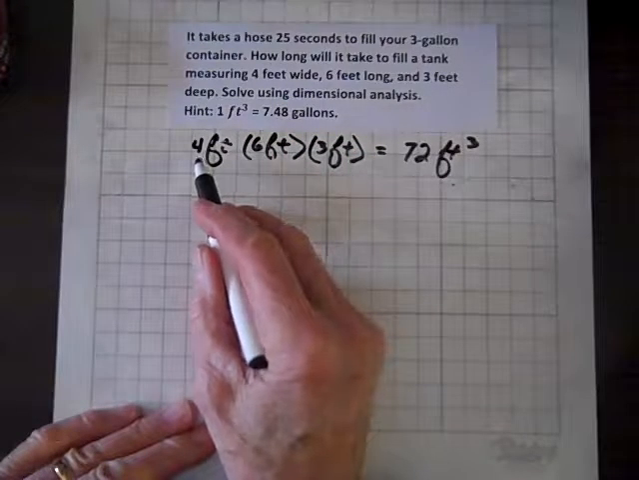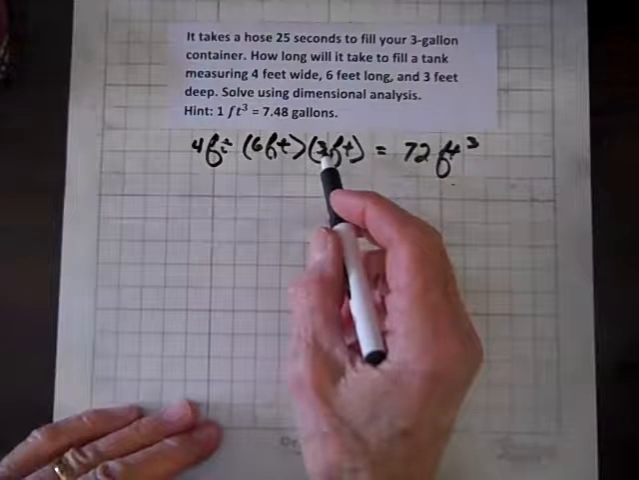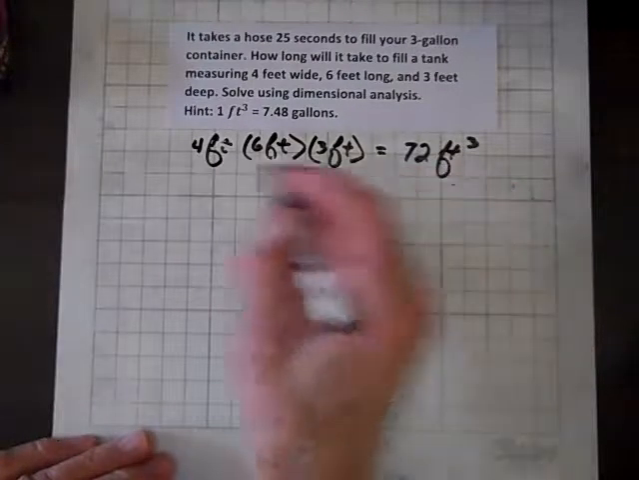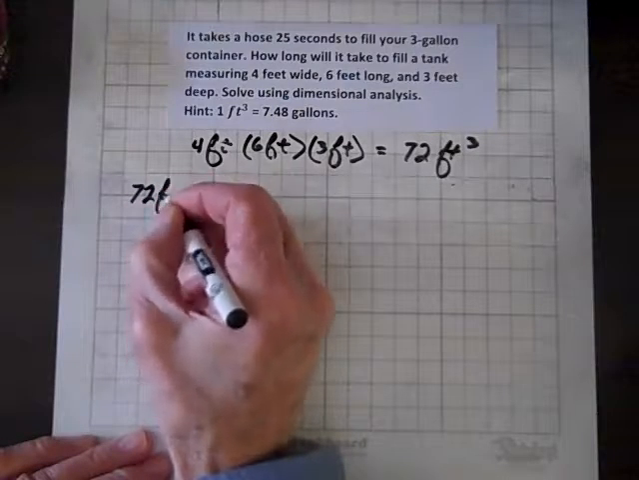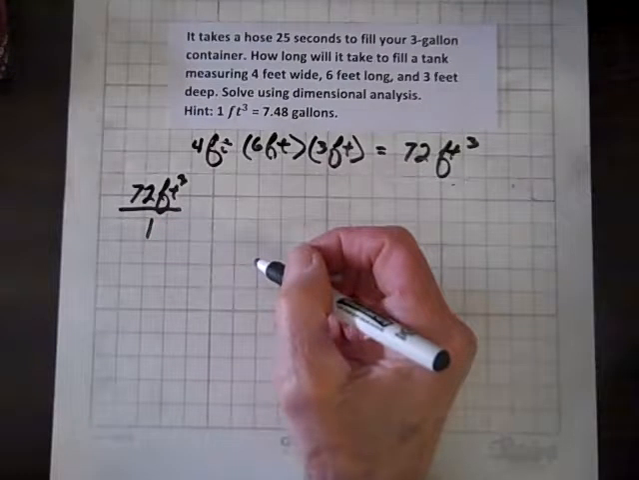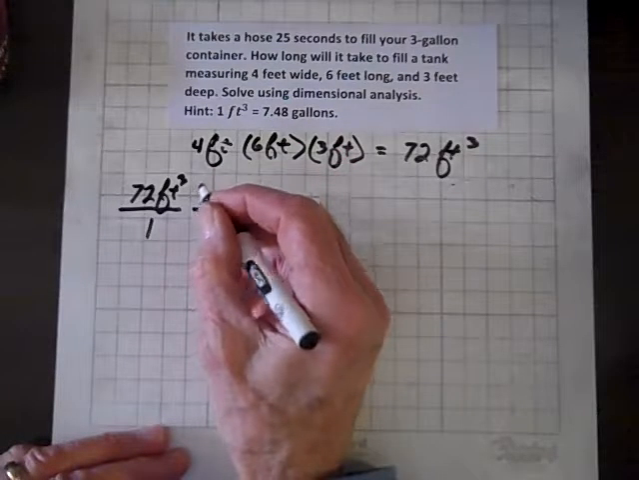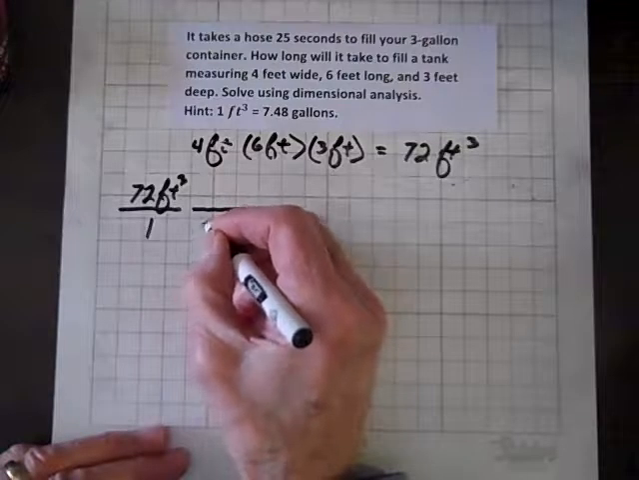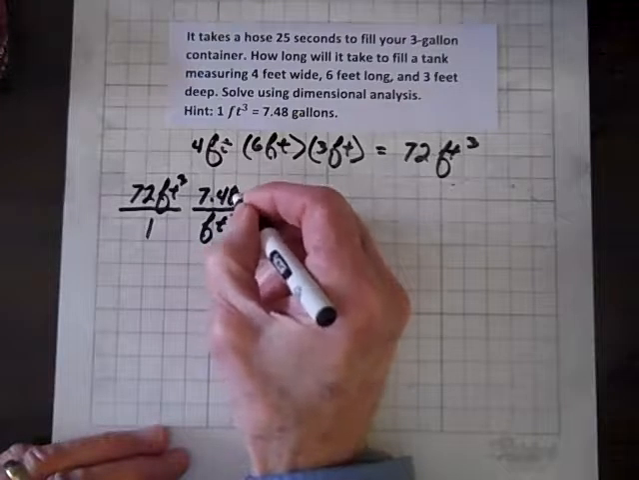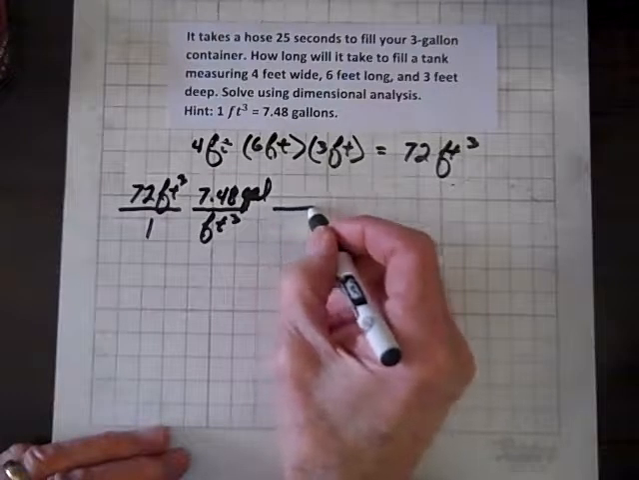So anyhow, the size of the tank, apparently it's 4 feet wide, 6 feet long, and 3 feet deep. And when we multiply those, we'll get the volume, length times width times height, and that's 72 feet cubed. And we have to find how long it's going to take to fill this thing. So let's get rid of those feet cubed, because we've been given a unit multiplier here, 1 cubic foot per 7.48 gallons. And now we know how many gallons are in the tank.